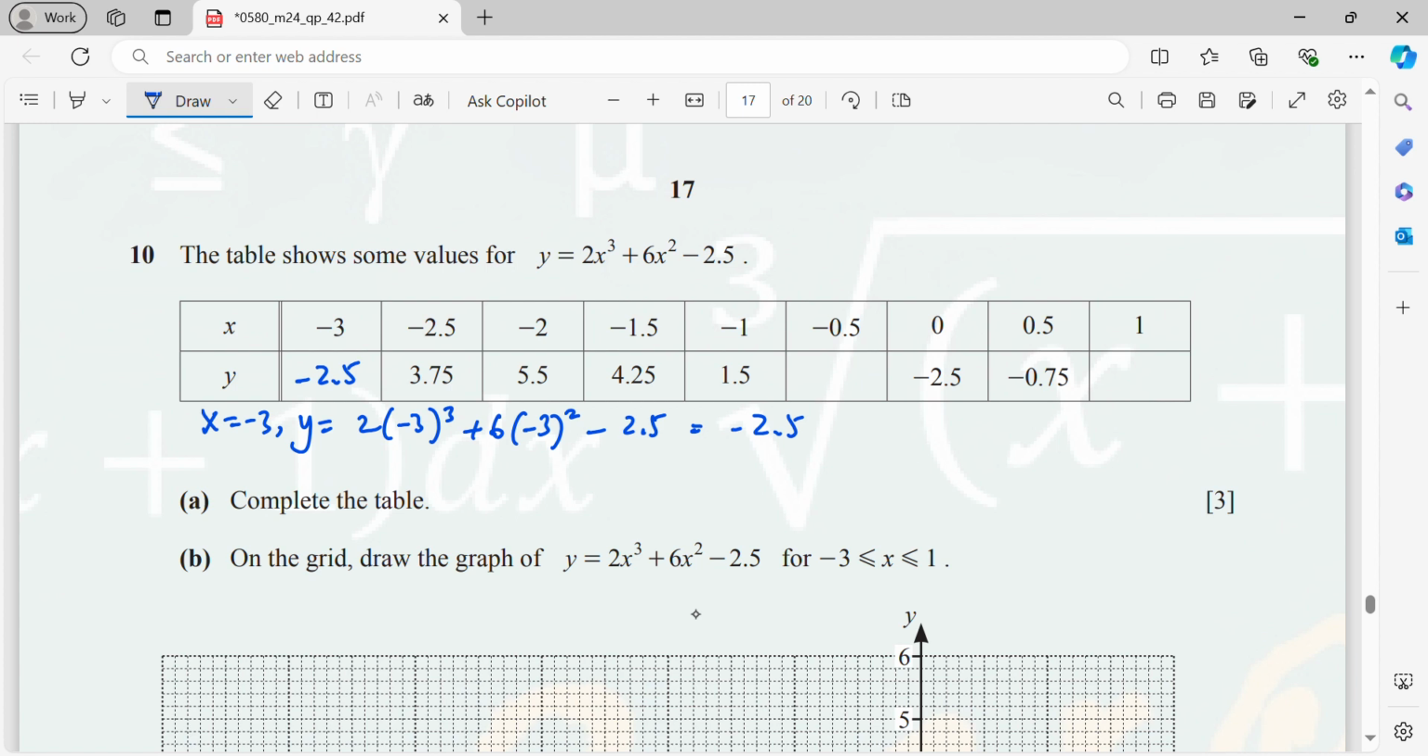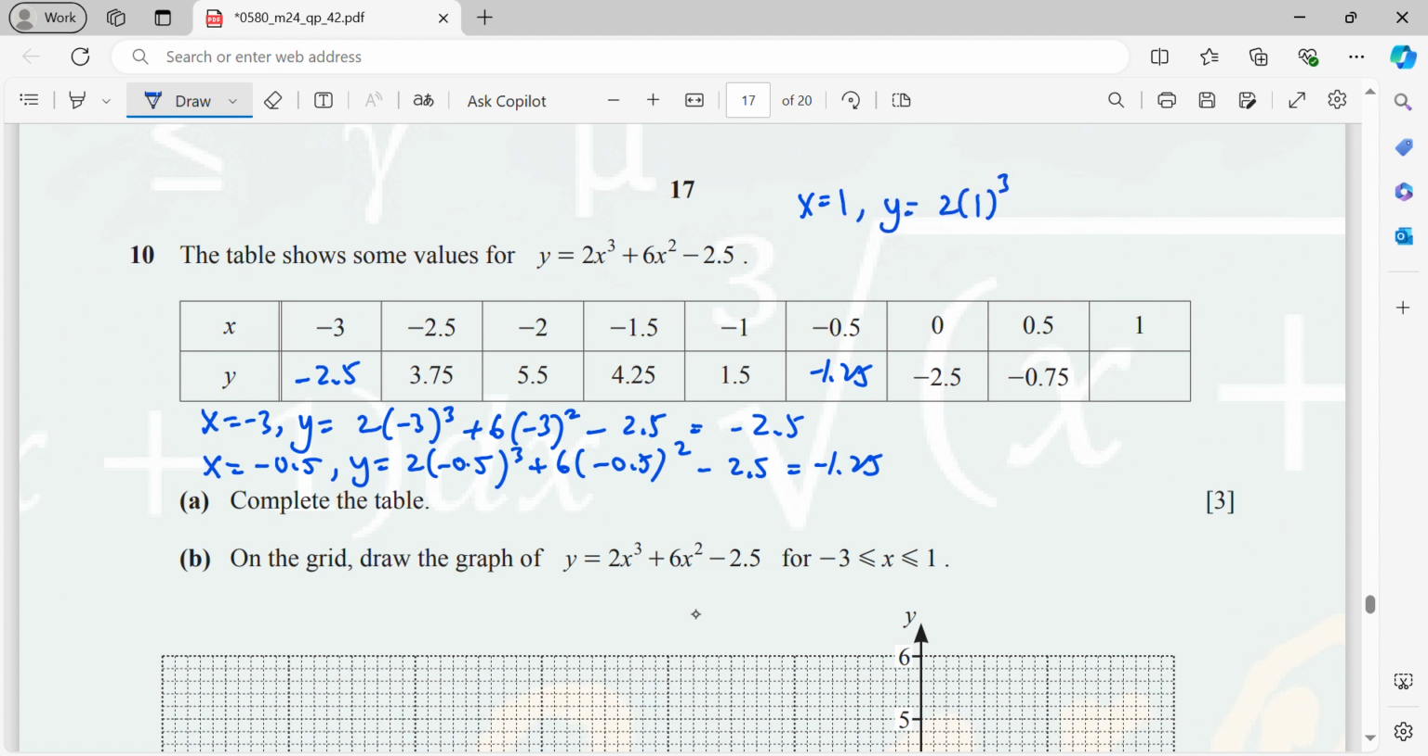Okay, same goes to the minus 0.5. So when x equals negative 0.5, your y is just replaced accordingly. Then this is going to be negative 1.25. And lastly, when the x is 1, so your y is 2 times 1 cubed plus 6 times 1 squared minus 2.5. This is 5.5. So done for the A.